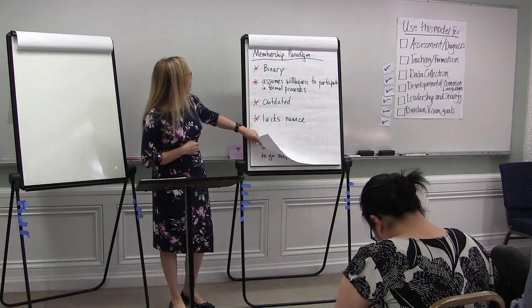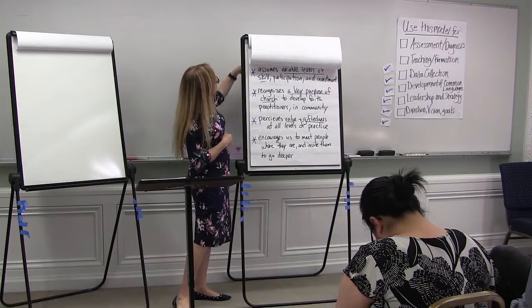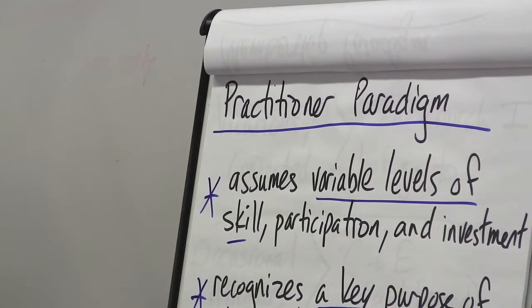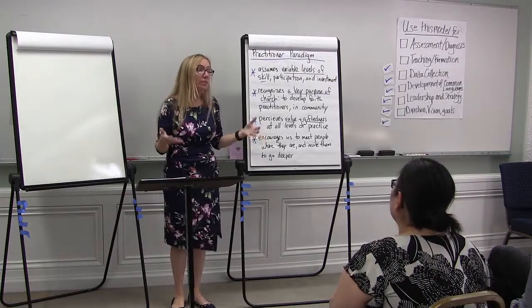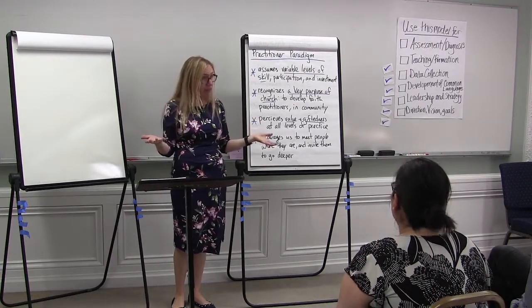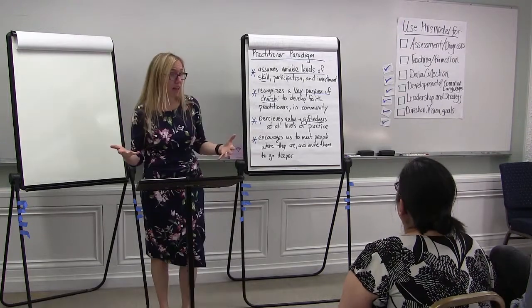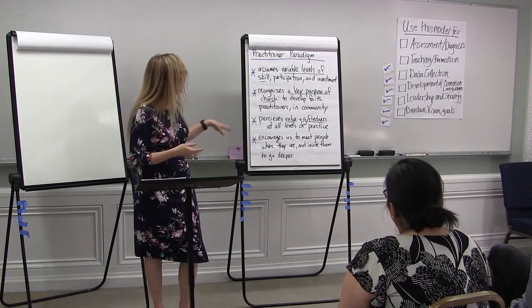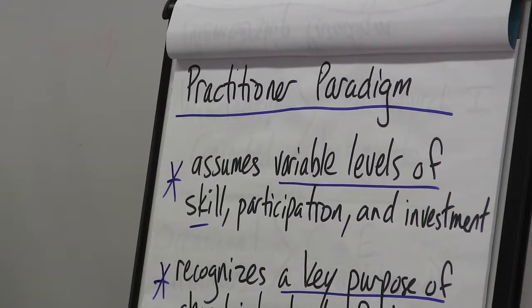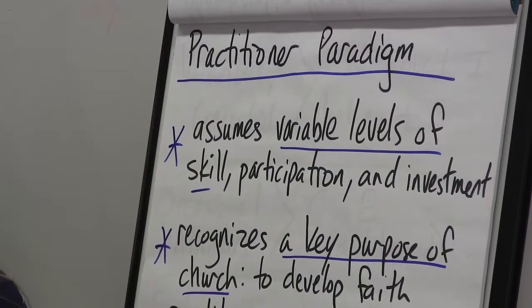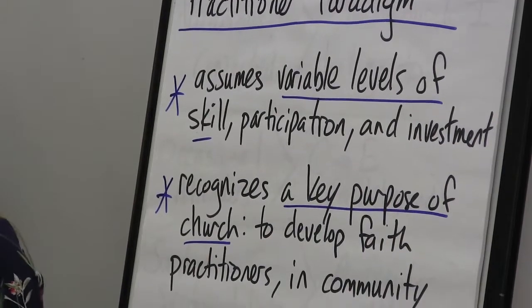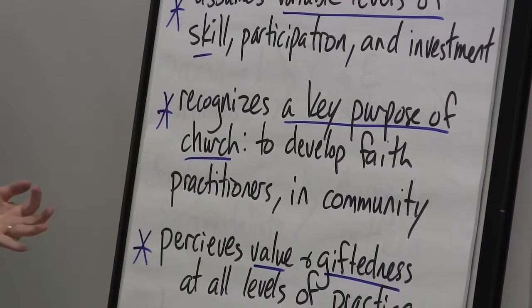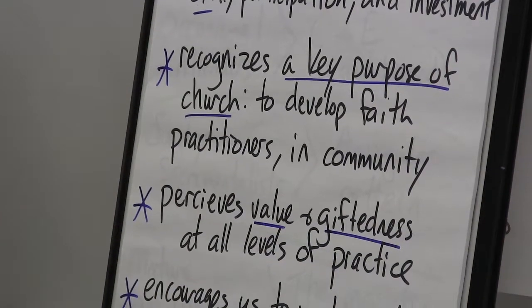The model that we're going to learn in a moment moves us into a practitioner paradigm, our way of looking at the people who interact with our congregation as practitioners, practitioners of faith, who are looking to develop their faith, maybe, in your community. So this paradigm assumes variable levels of skill, participation, and investment on the part of the people who interact with your community to develop their faith. And it recognizes a key purpose of church, which is to develop faith practitioners.